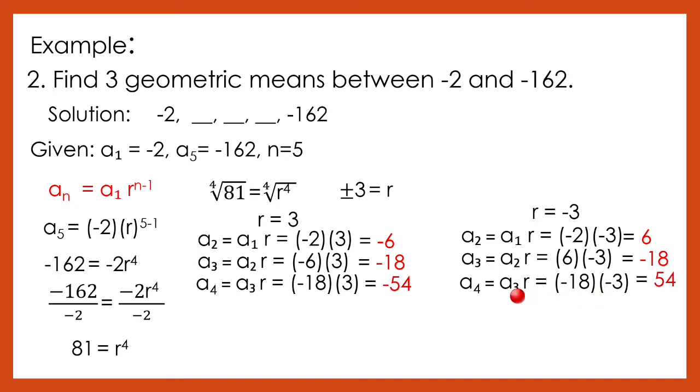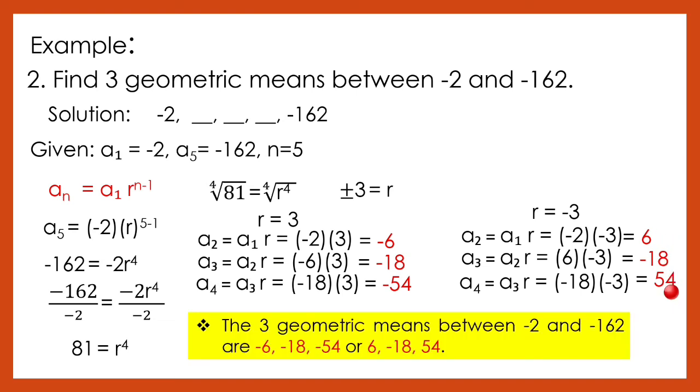We have two sets of geometric means: -6, -18, -54, or positive 6, -18, 54. Therefore, the three geometric means between -2 and -162 are -6, -18, -54, or positive 6, -18, positive 54.